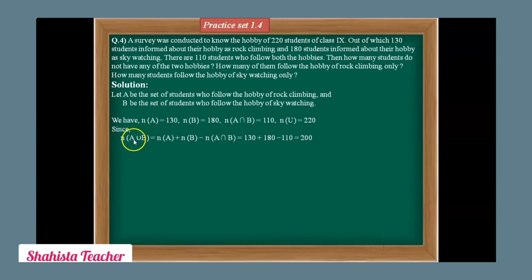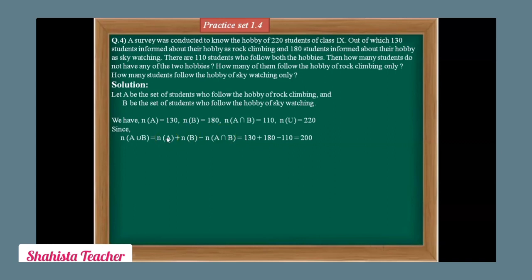Okay. Here we have to find the union value. Union represents all elements and intersection represents common elements. So the number of students who are participating in both rock climbing and sky watching, there are 110 students. So they will come under this 110.